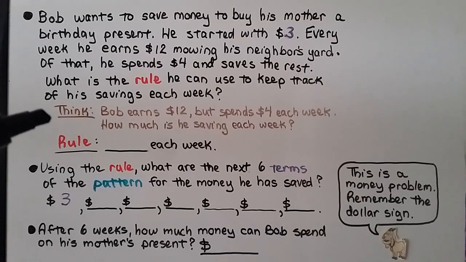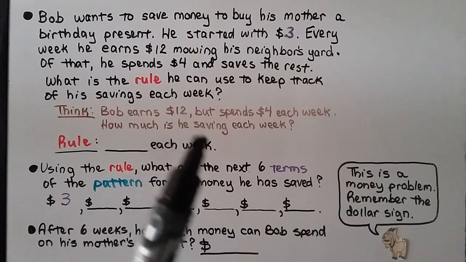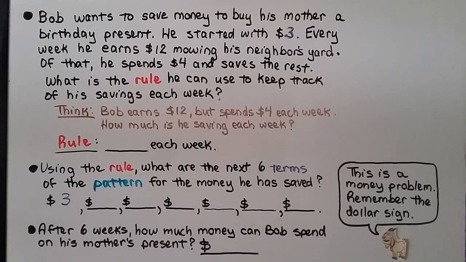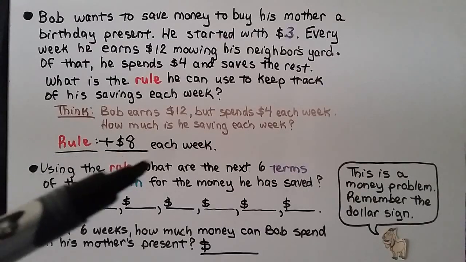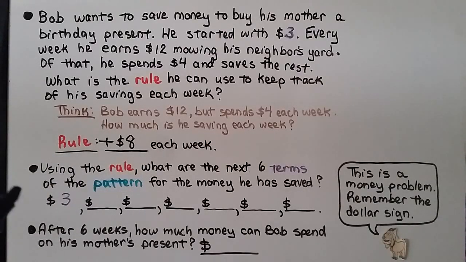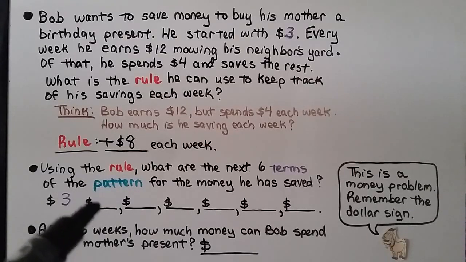So we think, Bob earns $12 but spends $4 each week. So how much is he really saving each week? 12 minus 4 is 8. So he's saving $8 each week. So the rule for his savings is plus $8 each week. And using the rule, what are the next 6 terms of the pattern for the money he has saved? Well, it says he started with $3, so that's our first term. If he saved $8 for this one, we would have 3 plus 8, that's $11.